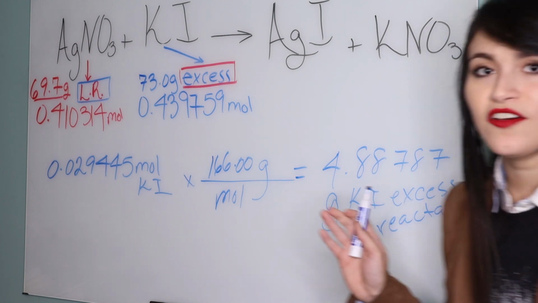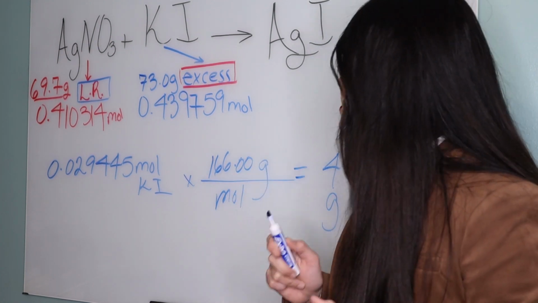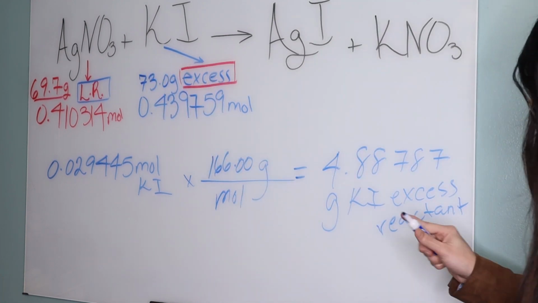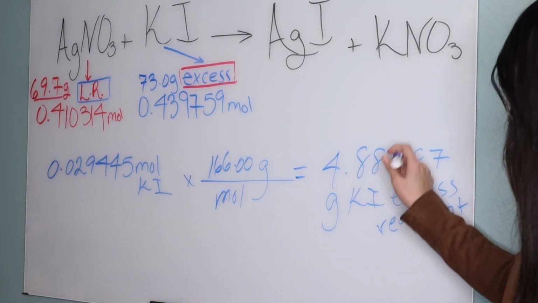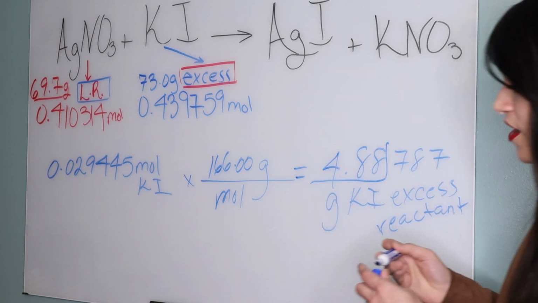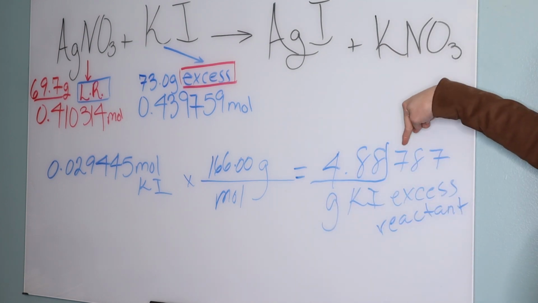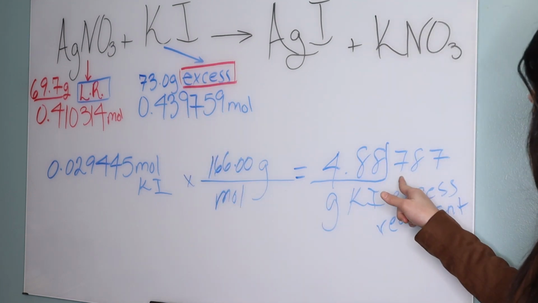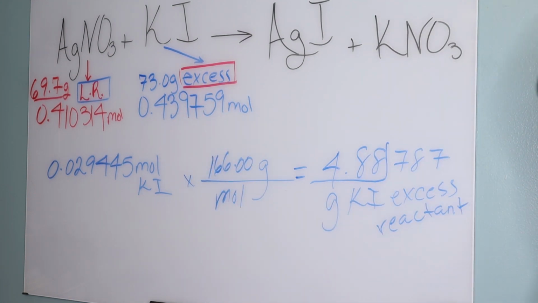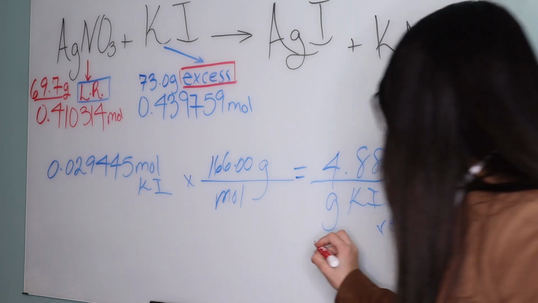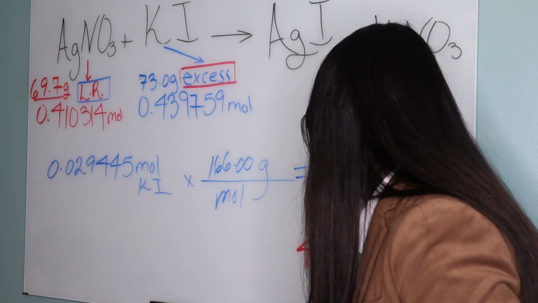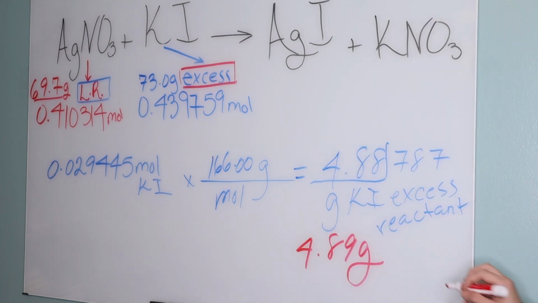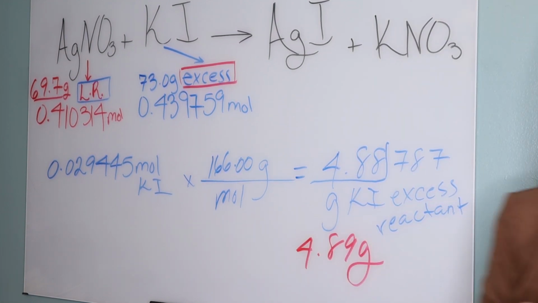Alright, now let's not forget about significant figures. We started out with 3 sig figs here, so let's end up with 3 sig figs as well. 1, 2, 3, stop right here. Evaluate whether or not you have to round in this situation. Yes, because we have a number of 5 or greater, right? 7 is greater than 5. So our final answer there becomes 4.89 grams of the excess reactant.